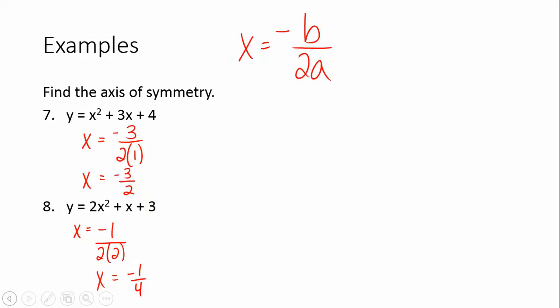So before we go on, we now know 2 ways to find the axis of symmetry. If you have the graph, we're just looking for that vertical line that we can draw through to split the parabola in half. And if we don't have the graph, we just have the function, we're going to use the formula negative b over 2a.